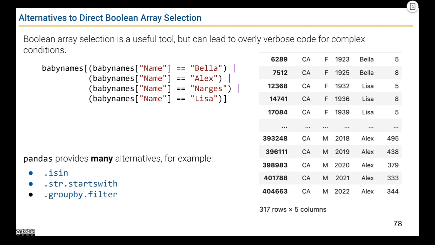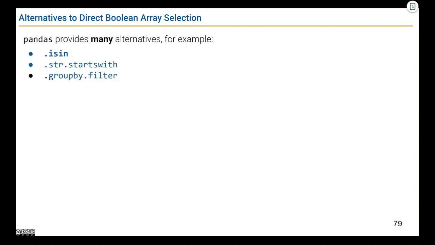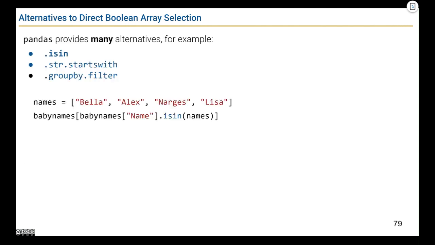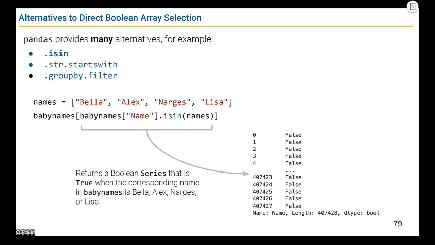Two other ones that are useful, the string startswith and the group by filter. We're going to get to the string startswith today, and we're going to get to the group by filter in a future video. So let's look at .isin. Now, instead of having to write 4 different conditions, I can just create a list with all the names I'm interested in grabbing, and then just call series.isin of that list. And so this will now select all the names in the data frame that correspond to those 4, or all the rows that correspond to those 4 names.